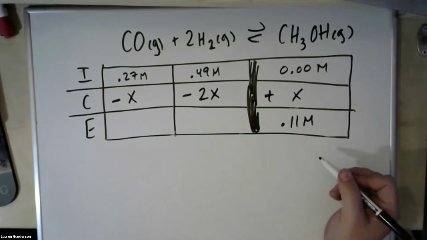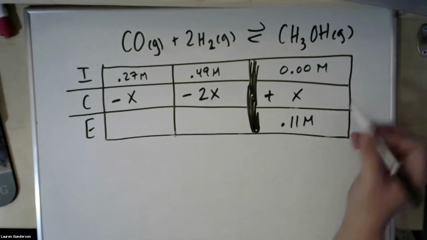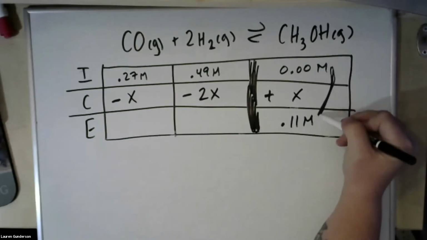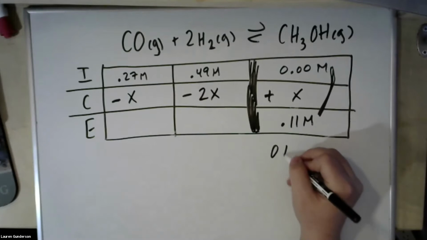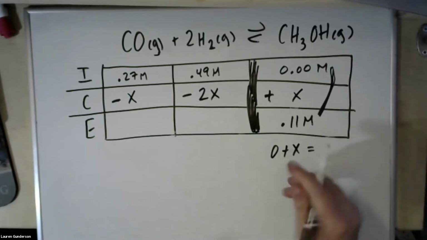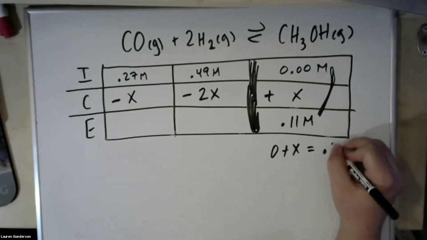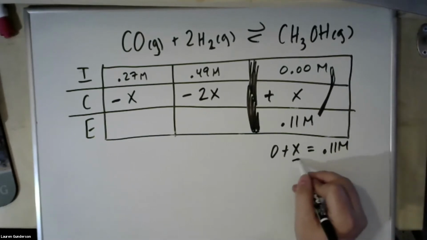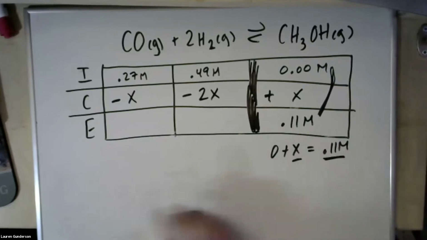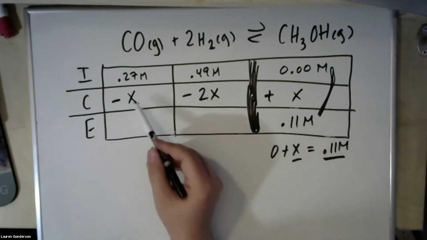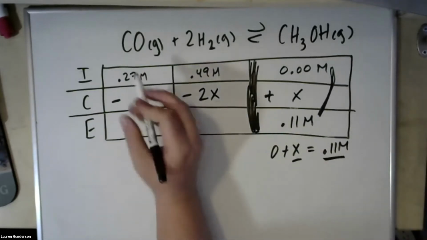And this time we're figuring out the X value based on this information here. So we can tell that if 0 plus X equals 0.11 molar, then our X value in this case is 0.11 molar. So everywhere that we see an X, we can plug in 0.11 molar.